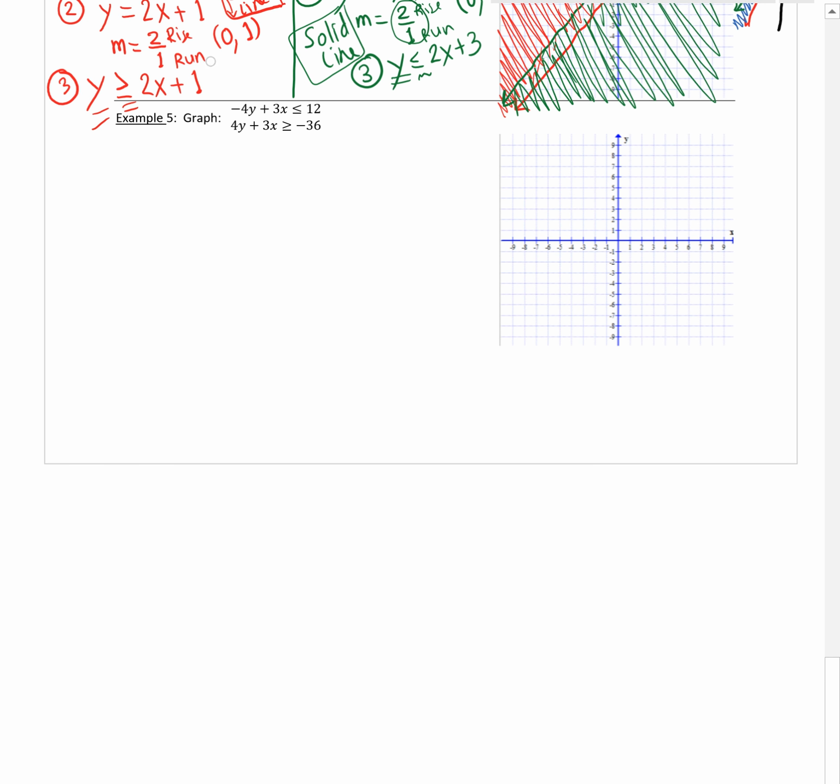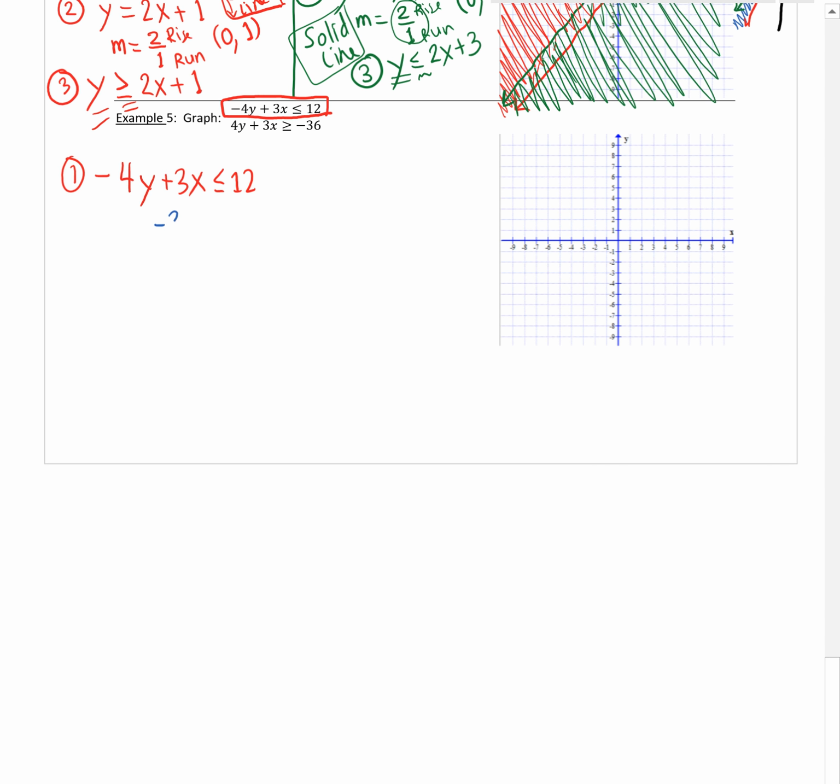Alright, got one more, and of course they're giving us two inequalities again. That's nice. Alright, we got one here. I'm just going to start with that one: negative 4y plus 3x, less than or equal to 12. Alright, y is definitely not by itself. I better go ahead and try to make that happen.